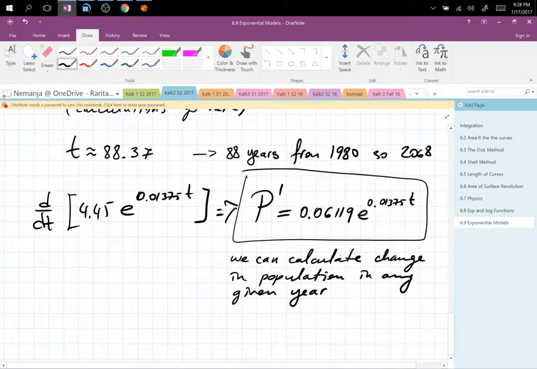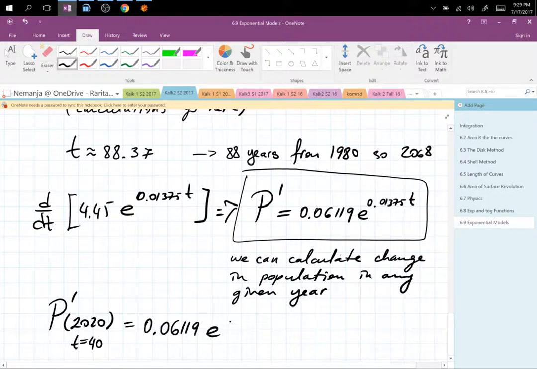So now the change in population for year 2020, well, that's t equals 40. So you will just plug 40 into this equation. So 0.06119 e to the 0.01375 times 40.